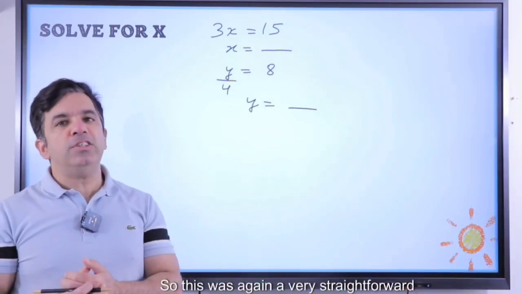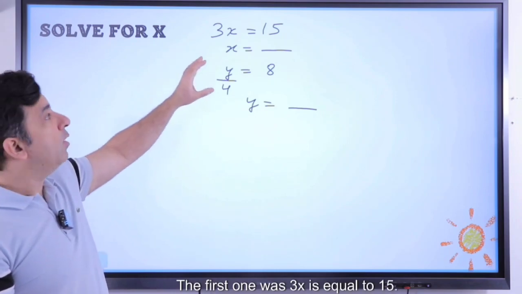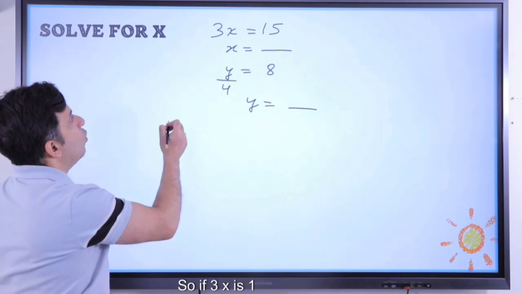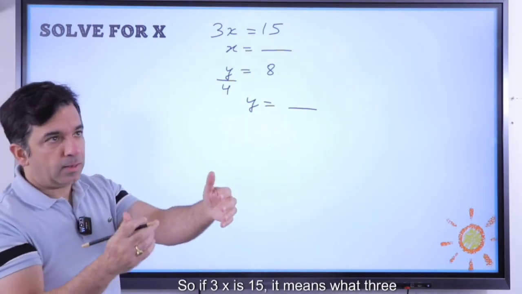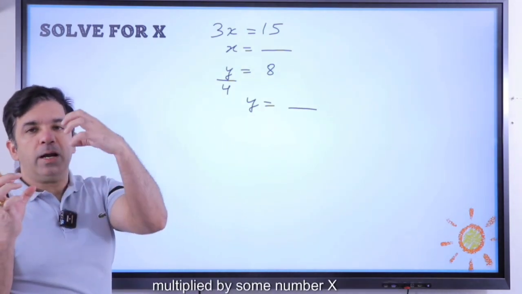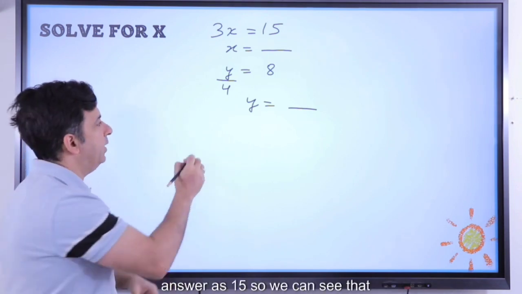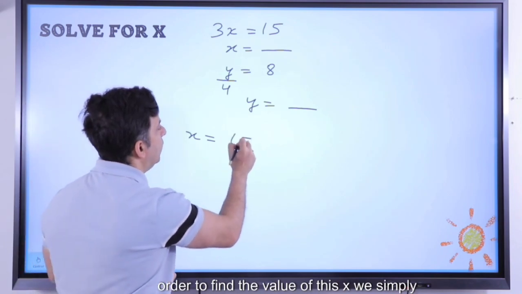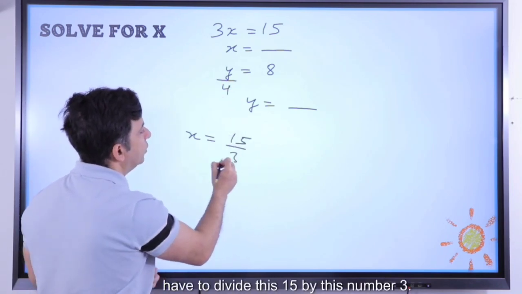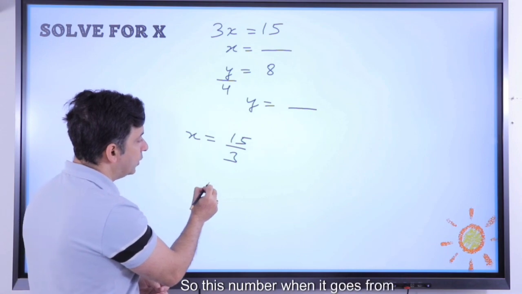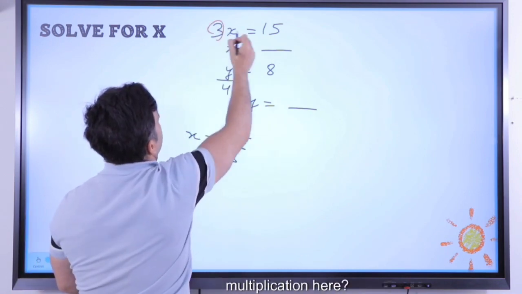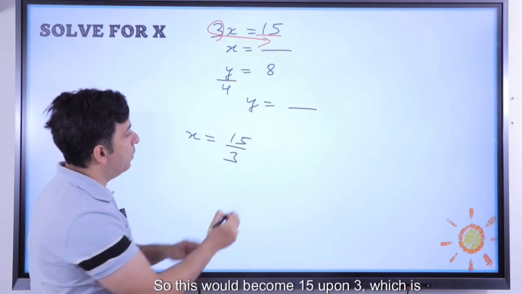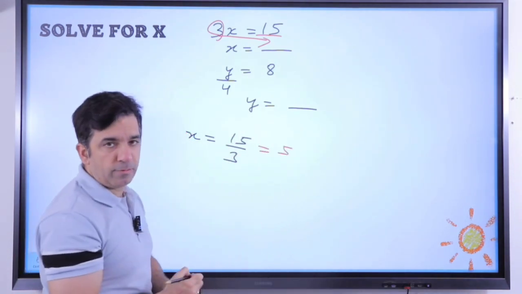So this was again a very straightforward question. The first one was 3x is equal to 15, so we had to find the value of x. So if 3x is 15, it means what? 3 multiplied by some number x gives me the answer as 15. So in order to find the value of x, we simply have to divide this 15 by this number 3. When it goes from multiplication here, it will go into division on the other side. So this would become 15 upon 3, which is simple, and that is 5.